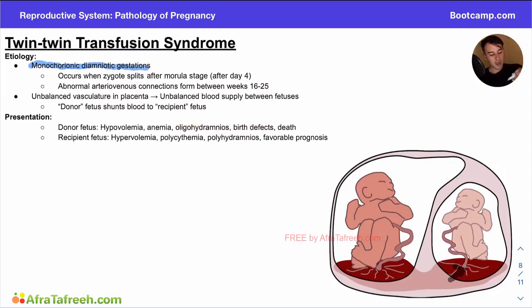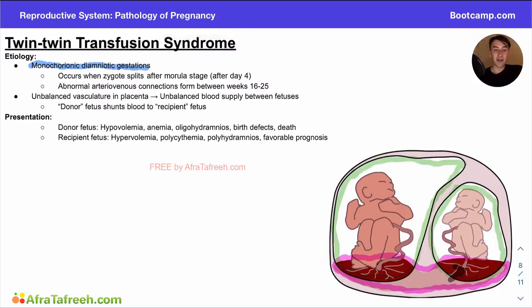So in terms of monochorionic, this means that we're going to have one single placenta that is shared by our two fetuses. And then diamniotic means that we're going to have two amniotic sacs. So each fetus is going to get their own amniotic sac that they get as their own little real estate. So we're basically sharing a placenta, but each fetus has its own amniotic sac.